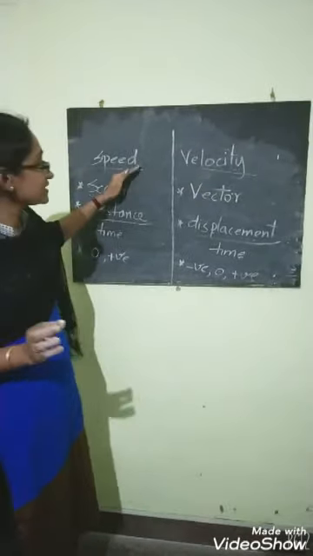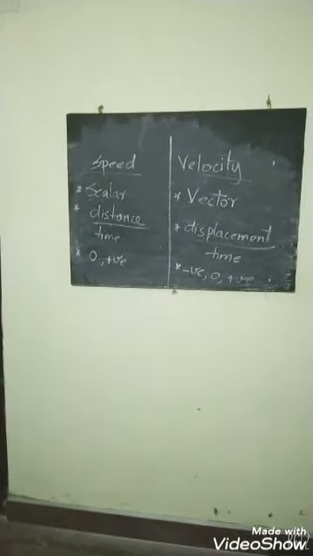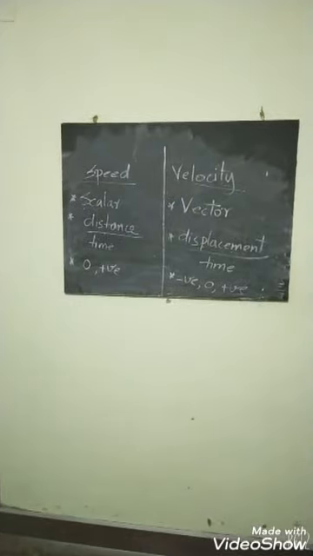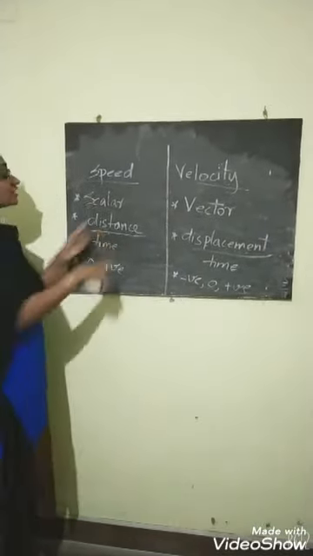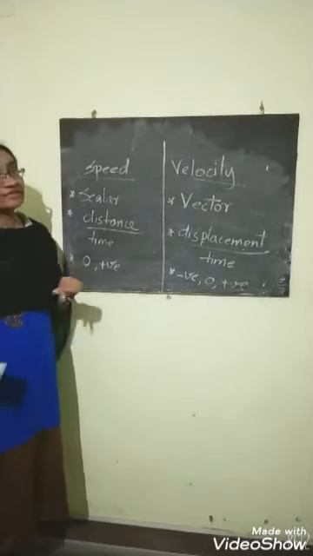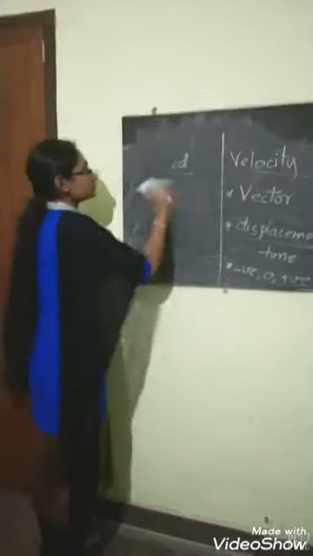These are the differences of speed and velocity. I think it is clear for you. Now the question is, in any case, will speed and velocity be equal? That is the next question.